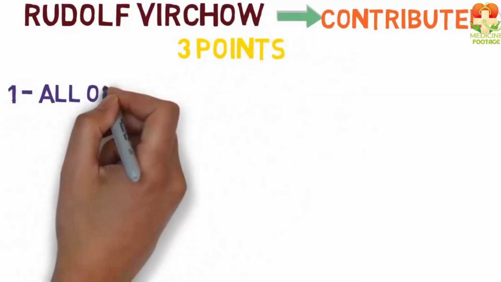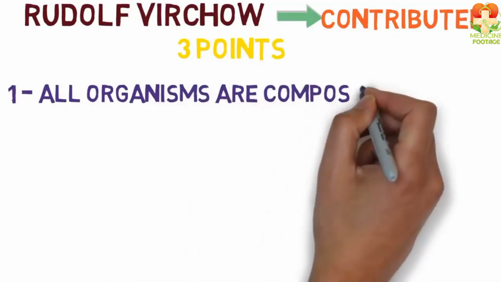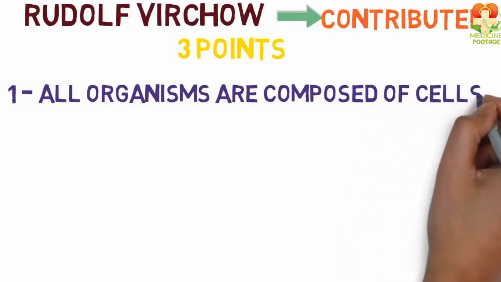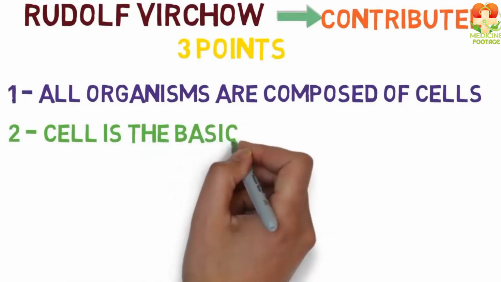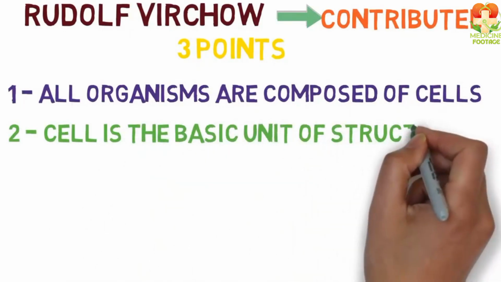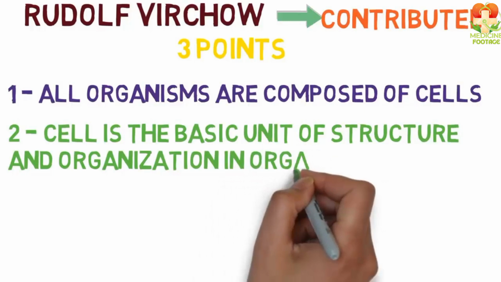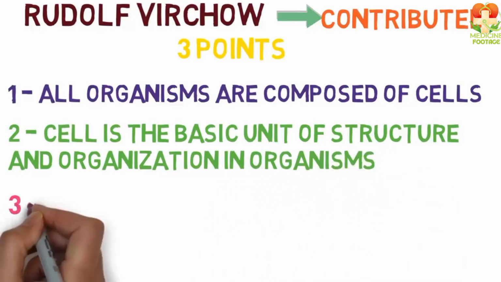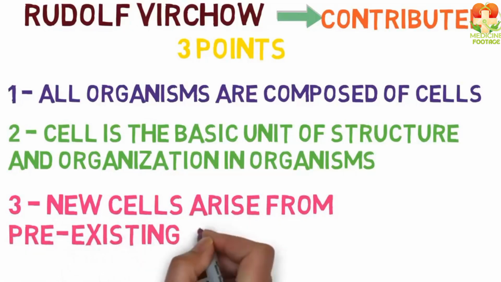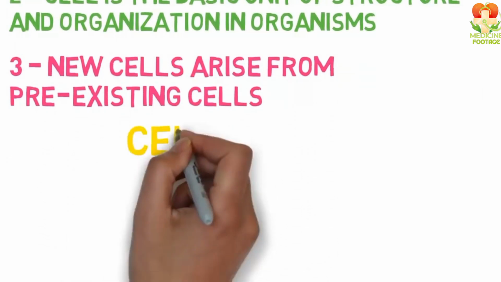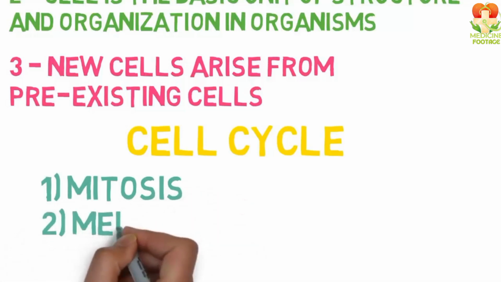Point number one, all living organisms in the world are made up of cells, whether they are plants, animals, fungi, algae, or bacteria. Point number two, the cell is the basic structural and functional unit of organisms. This means the cell is the fundamental unit of structure and organization for all living things. Point number three, new cells are created from previously existing cells. This process occurs through the cell cycle, which consists of two types, mitosis and meiosis.